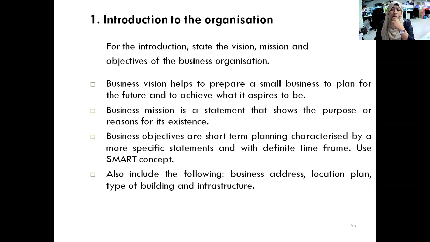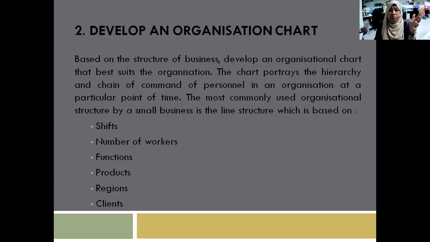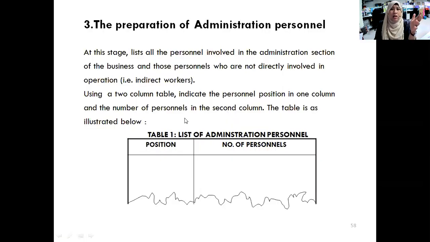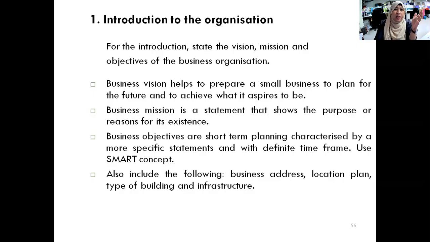And mostly business objectives are short-term planning characterized by small specific statements with a definite time frame, using the SMART concept. As I told you in the previous class, if you still remember: specific, measurable, accessible, and also achievable. And then we also have realistic and timely. And also include the following: business address, location plan, types of building and infrastructure.